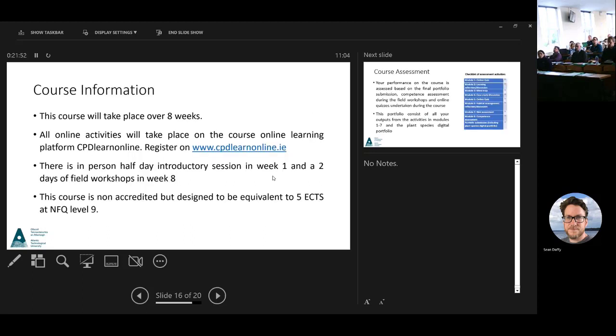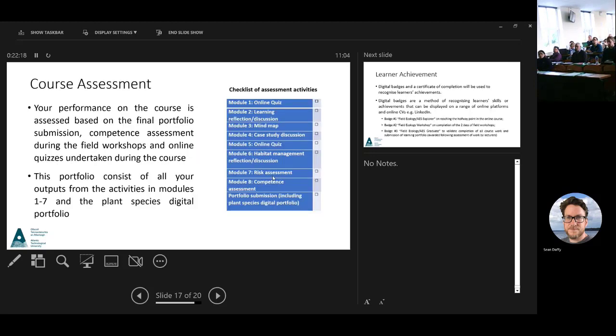So the course takes place over 8 weeks. It's non-accredited at the moment, but depending on how the pilot goes and how much interest there is, we would hope that in the future this might be accredited. It's designed to be equivalent to 5 credits at National Framework of Qualifications level 9. So you all have a level 8 undergraduate degree or a master's at the moment, but it's designed at level 9, assuming that everyone here is a scientist, okay?